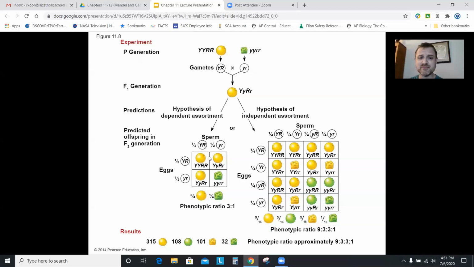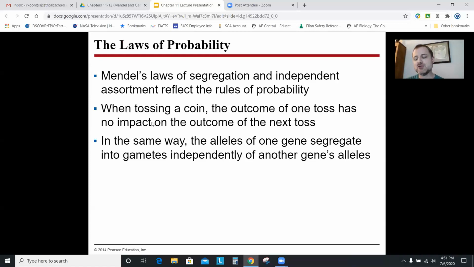Okay, so the laws of probability. You don't have to do a Punnett square for all of these questions. There's usually simpler ways to do it.